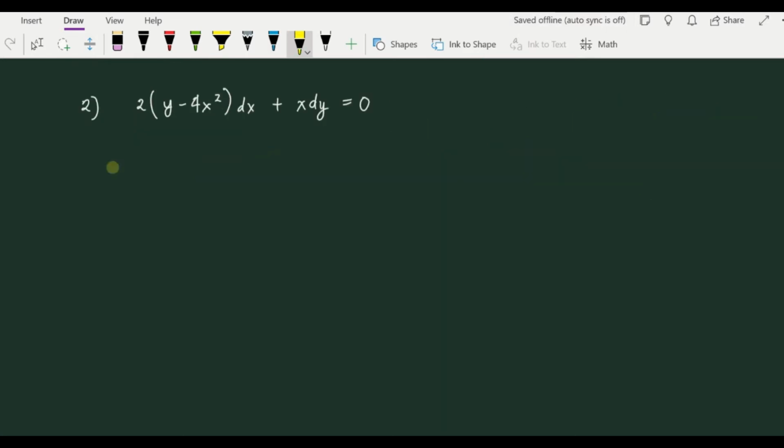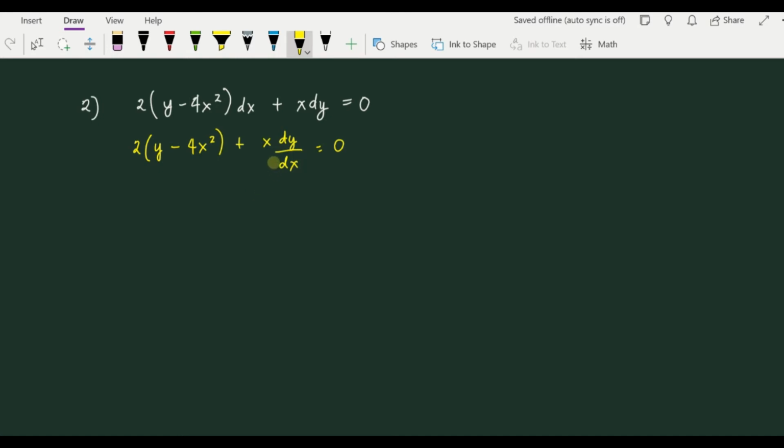Okay, let's have the second example. We have 2 times the quantity y minus 4x squared dx plus x dy equals 0. Okay? So, i-transform natin ito muna dun sa standard form. So, ang gagawin natin kasi kailangan nating magkaroon ng dy over dx. So, i-divide natin lahat ng terms by dx. So, ang mangyayari dyan is 2 times y minus 4x squared, makakancel yung dx, plus x times dy over dx. Then, 0 divided by dx is 0. Okay.